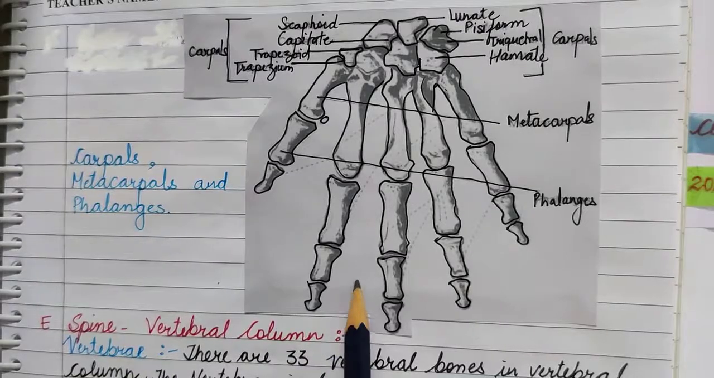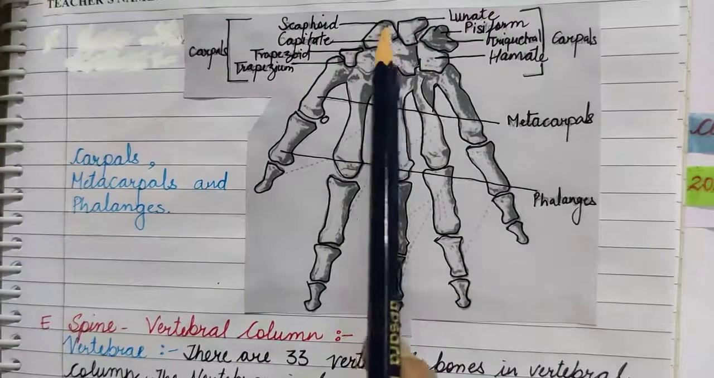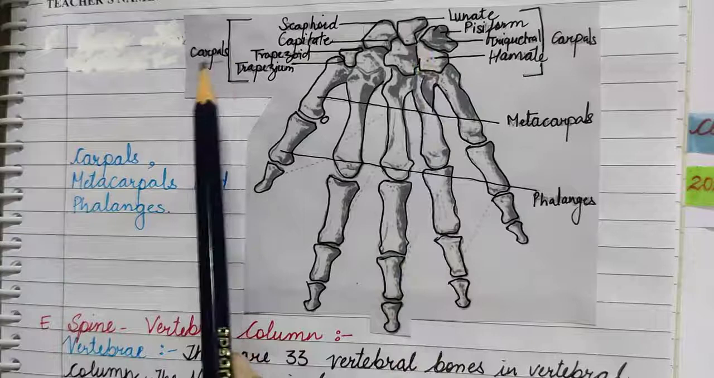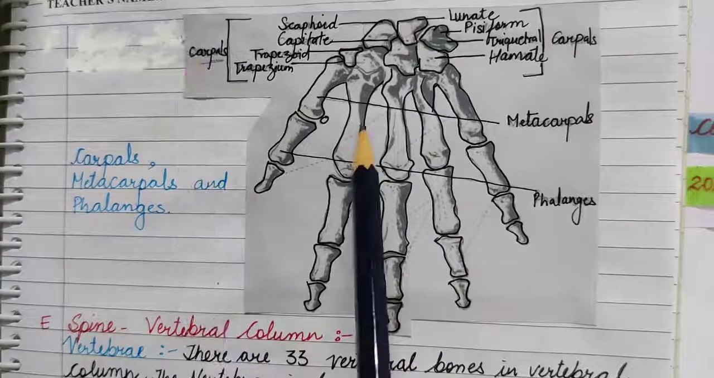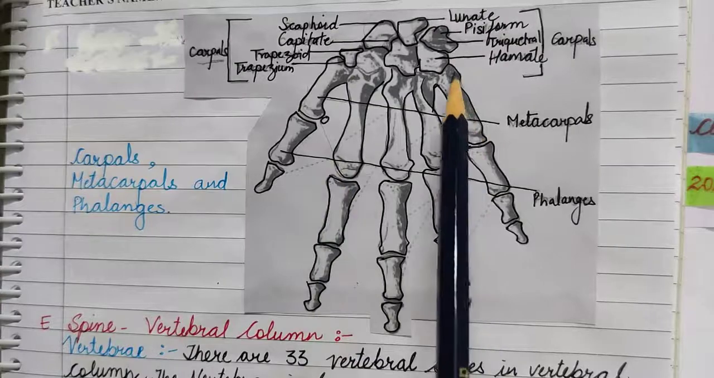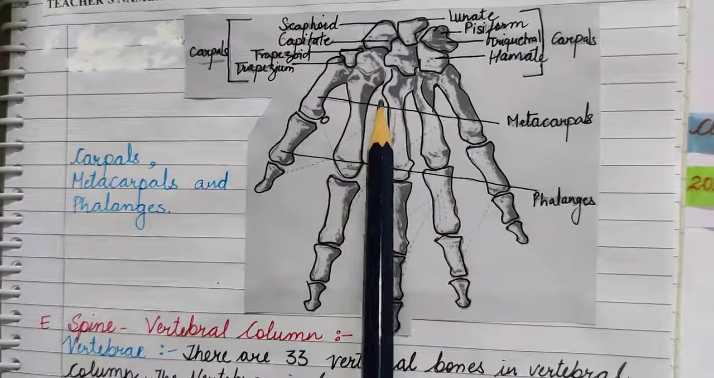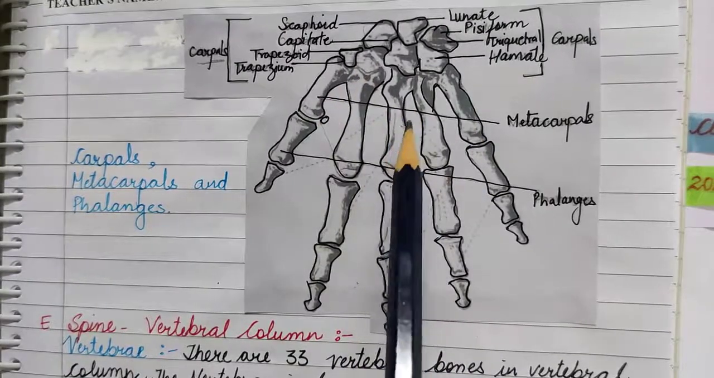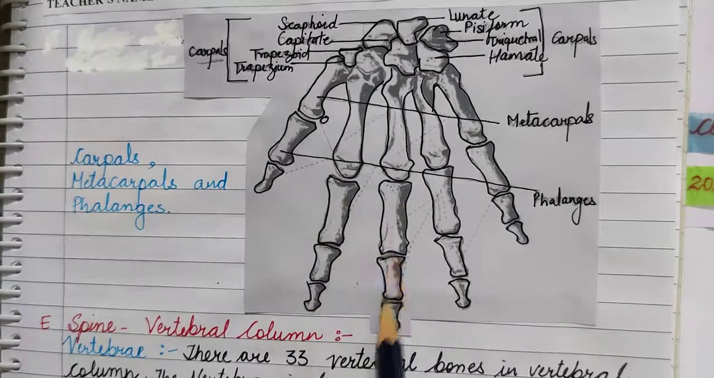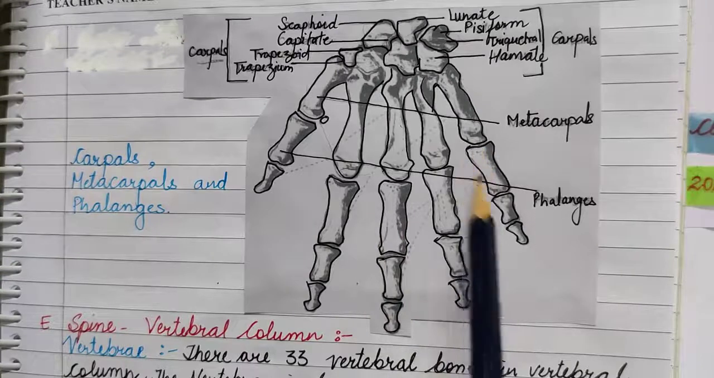This is a picture of the hand, and these small bones are called carpals, and these bones are called metacarpals, which are present in our hand. Okay, and these fingers are called phalanges, which are present in the fingers only.